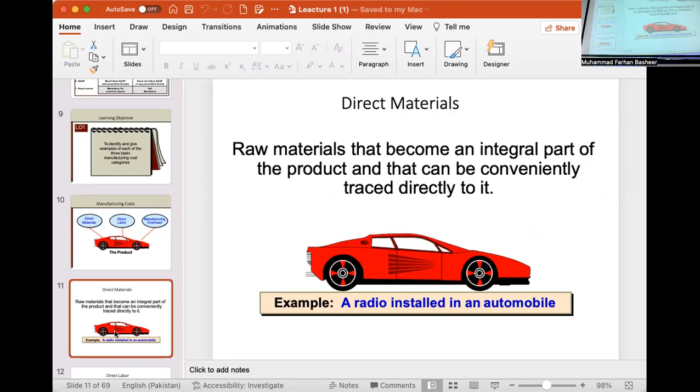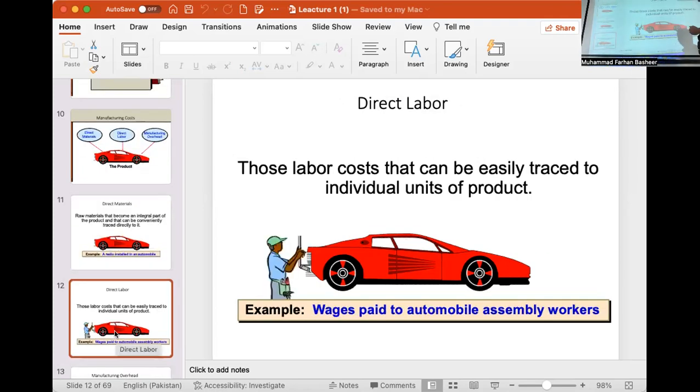Okay, whenever the term "trace" comes, it means per unit. That's the only word I want to hear in your presentation or see in your answer. Getting my point? Okay, example: a radio installed in an automobile is a direct material. I think it will need more explanation.